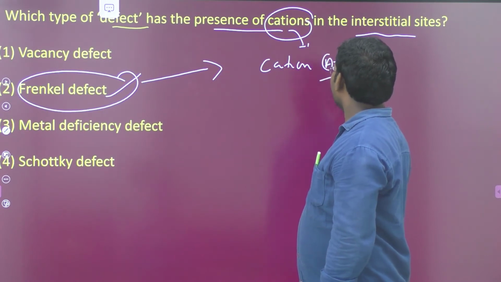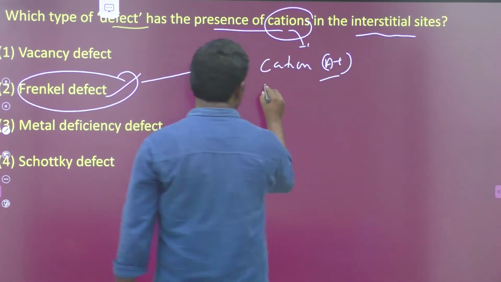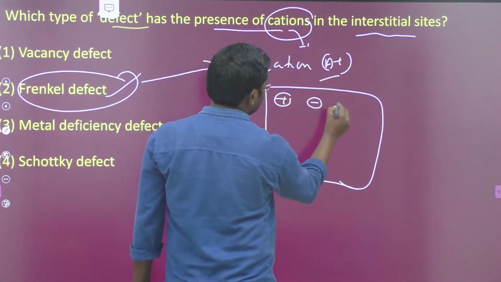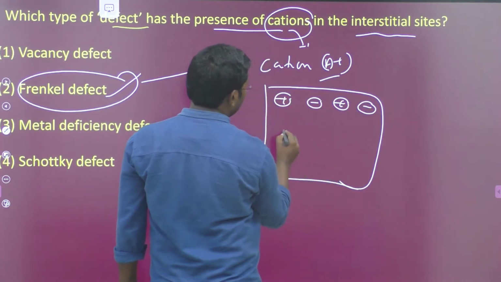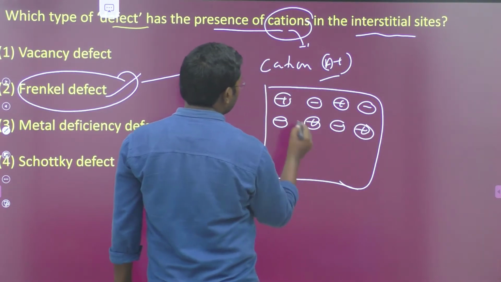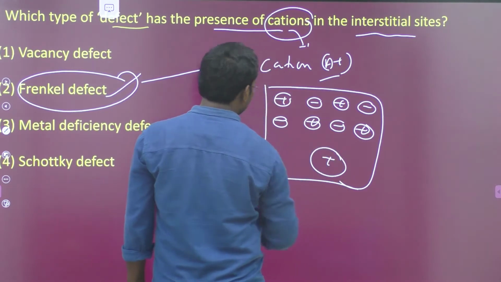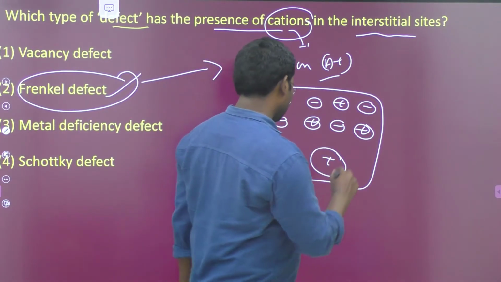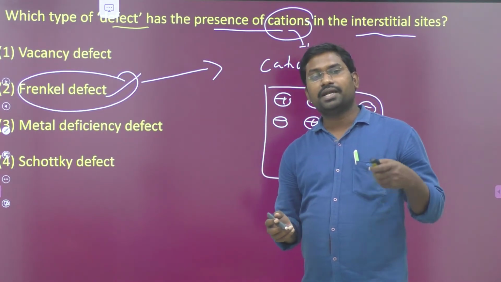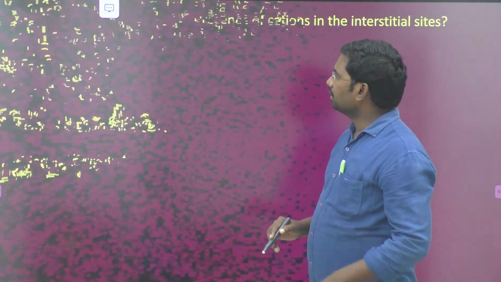Dislocation of a smaller ion from its lattice site and appearing at an interstitial position. For example, if you take a sodium chloride crystal, the plus ions and minus ions are arranged in a regular pattern. The missing plus ion will also appear at an interstitial site. So this is known as the Frenkel defect: the dislocation of the smaller ion from its normal site to an interstitial position belongs to the Frenkel defect.